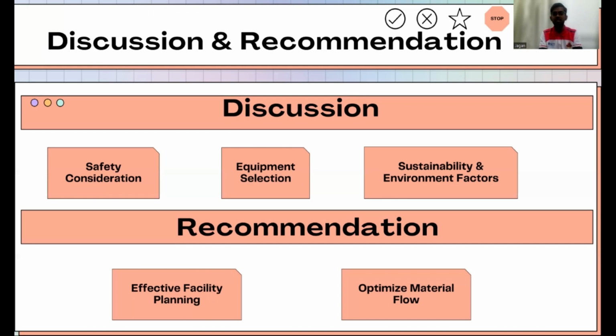The second point is to optimize the material flow by minimizing the travel distance, implementing automated handling systems, and also improving the storage and inventory management.